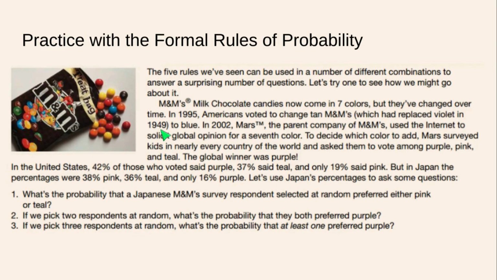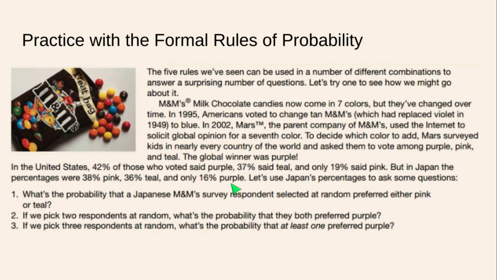To blue. In 2002, Mars, the parent company of M&Ms, used the internet to solicit global opinion for the 7th color. To decide which color to add, Mars surveyed kids in nearly every country of the world and asked them to vote among purple, pink, and teal. The global winner was purple. Cool. In the US, 42% of those who voted said purple, 37% said teal, and only 19% said pink. But in Japan, the percentages were 38% pink, 36% teal, and only 16% purple.